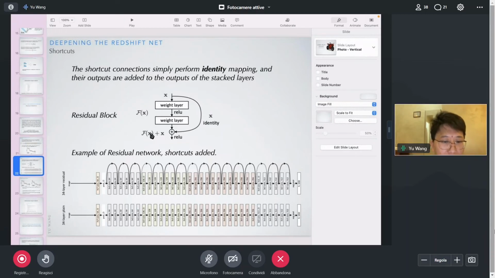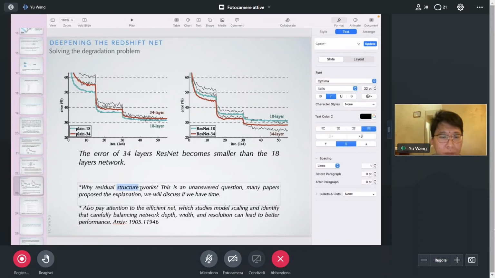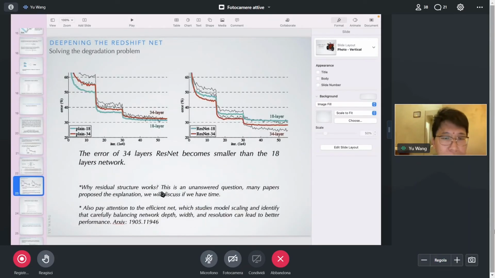So here X, then add F(X). F(X) is just the past 2 layers. Always there is a shortcut to add the original output and give a result. By applying this technique, you see on the right side, for the 34 layers, the error goes down. Now it is better than the 18 layers. Why this residual, where F(X) is the residual, works is an unanswered question, and many papers are discussing it. If we have time later, we can talk about it.